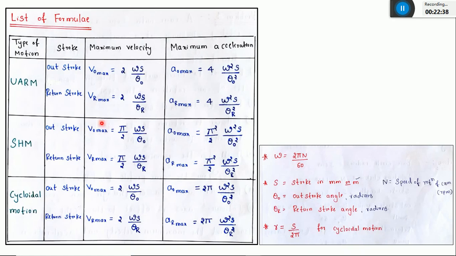For the outstroke maximum velocity and for the return stroke maximum velocity, the formula is the same, except for outstroke you have to mention the outstroke angle, that is theta naught. For return stroke, you have to mention theta r, the return stroke angle. Only this will change. Same also for acceleration. Only this theta naught will change. For outstroke it is theta naught, for return stroke it is theta r. The formula is the same.